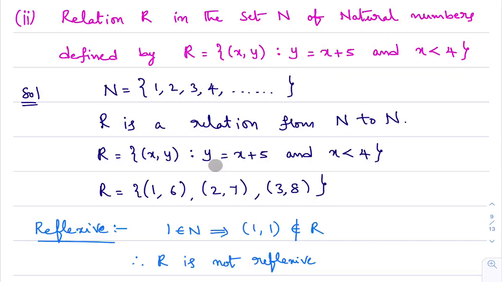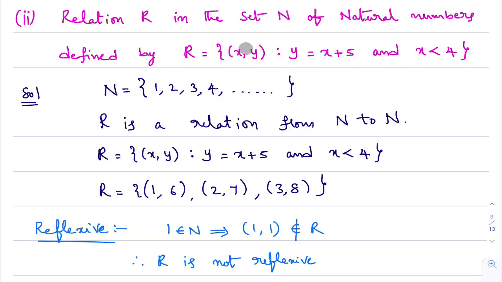See, what is the second bit? Relation R in set N of natural numbers. This relation R is on set N. How is the relation R defined? R is the set of ordered pairs (x, y) such that y equals x plus 5 and x is less than 4. They gave this relation in set builder form.